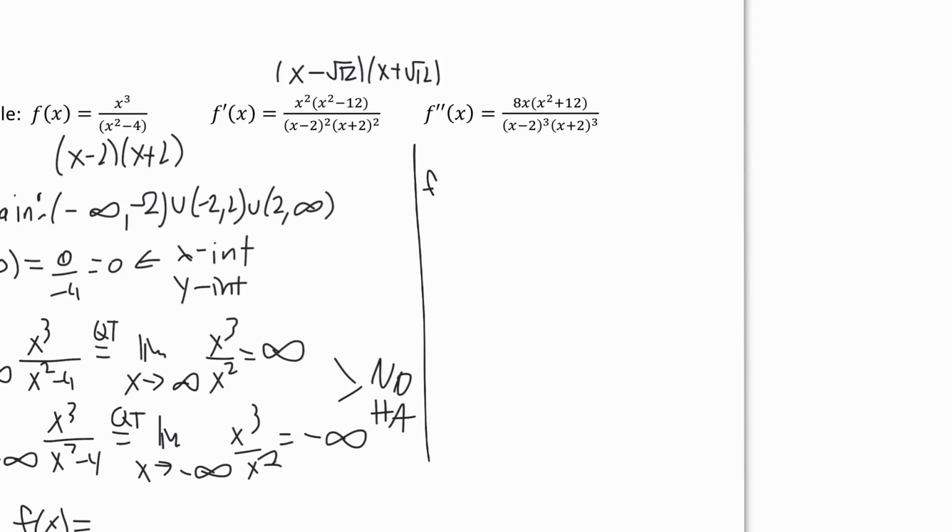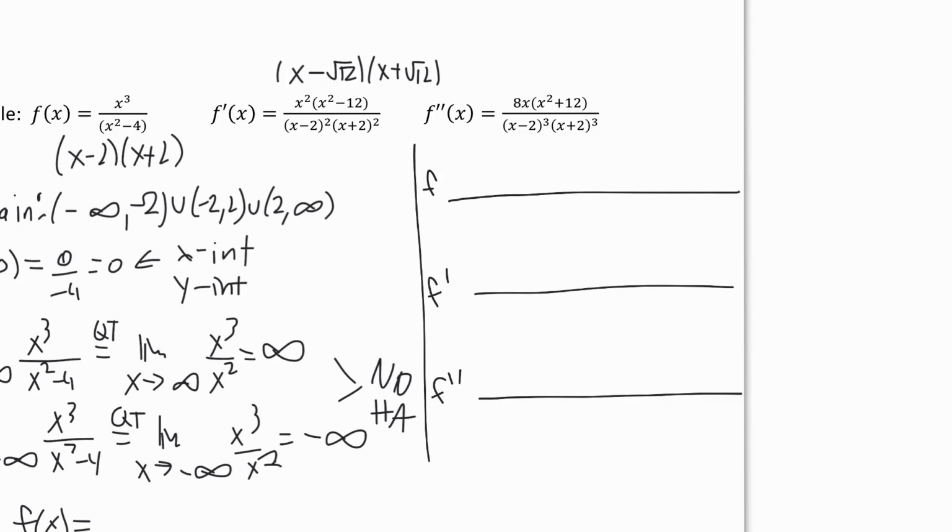So we've got f, f prime, and f double prime. So for f prime, we've got 0 at 0, and then we've got undefined at negative 2 and at 2. For the value bigger than 2, we say 10. We're going to get positive, negative, positive, negative.